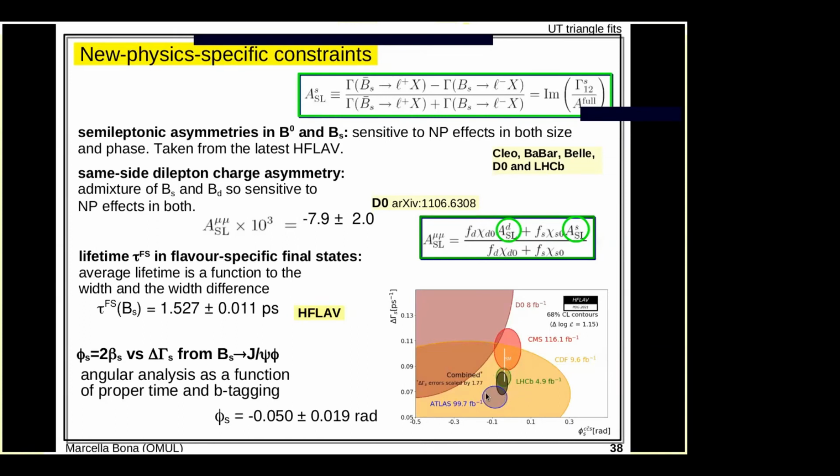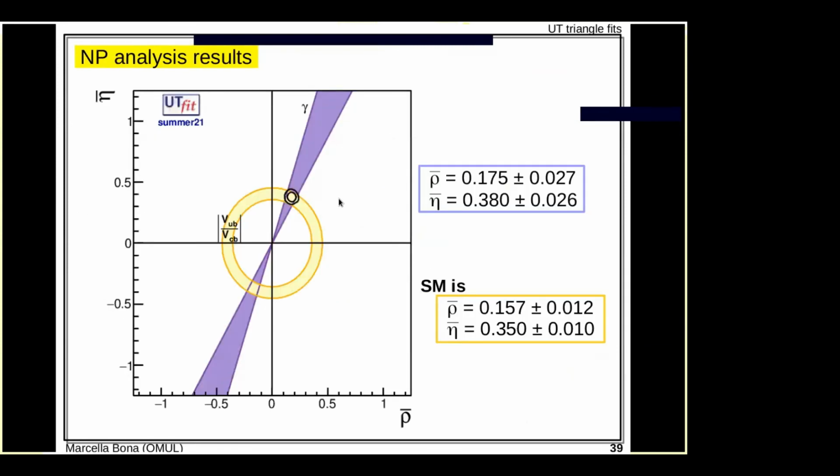Again, there's a tension here, and HFLAV has been applying some kind of scaling because there's a kind of significant tension in CMS and ATLAS, not directly in phi s, but more in delta gamma s, but still it's kind of interesting. Now we can run our fit again, and again we can extract rho bar eta bar. Now here I show only the areas corresponding to the constraints that are not affected by new physics, just because it's easier, but the others are also in, okay?